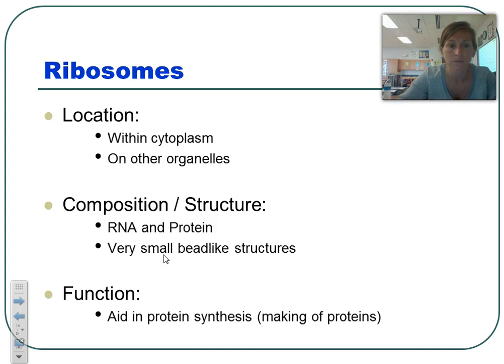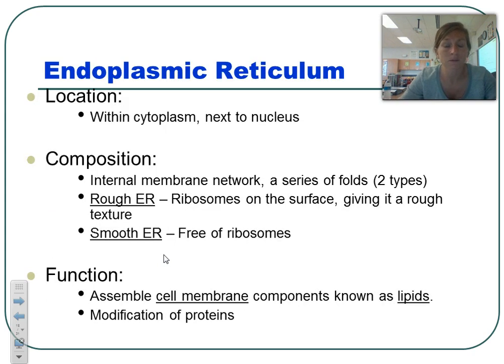Very important organelle. Then the endoplasmic reticulum that I just mentioned is within the cytoplasm, very close to the nucleus. And that's how you can differentiate it from the Golgi complex that we'll see here shortly. It is an internal membrane network, so it kind of looks like a series of folds, like if you think of a fruit roll-up all folded together. The two types are the rough, which is rough because it's studded with ribosomes, giving it that rough texture, and then the smooth ER is free of ribosomes, but essentially looks the same with those folds.